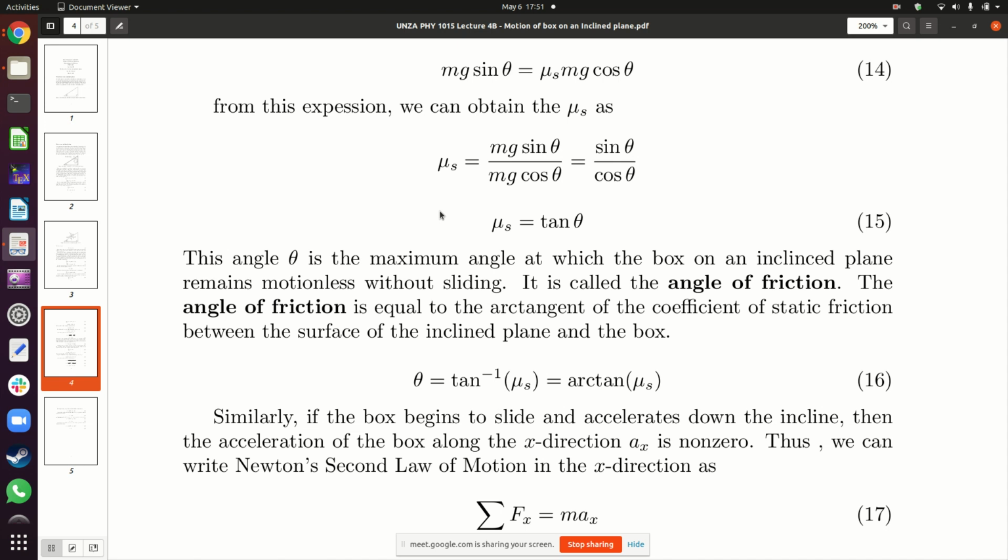The issue here is, when your box is moving down the incline, the velocity is increasing.